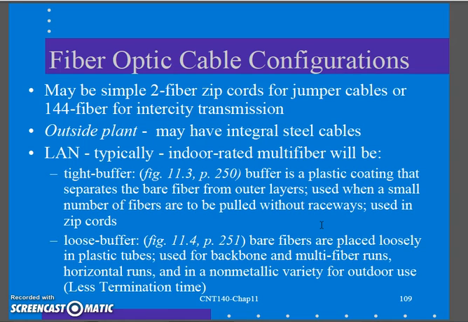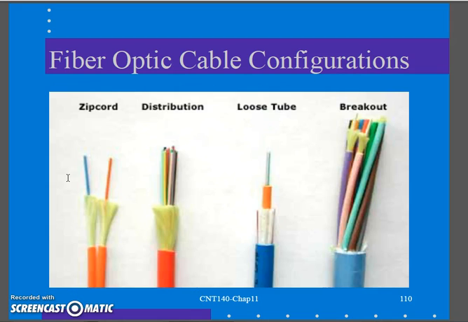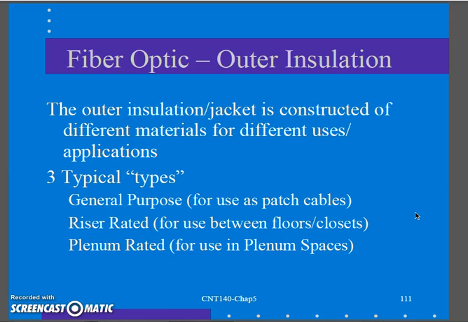Typical fiber optic cable configurations. A lot of the stuff we deal with is 2 fiber zip cords, send and receive. But I do also have some other outside plant stuff. We'll show you that in a minute. And I have the tight buffer, loose buffer that we talked about before. There's your zip cord. This is typically what we find for patch cords and connections between closets. But they also do have multi-strand fibers and breakout fibers, depending on the connections that you need to use.